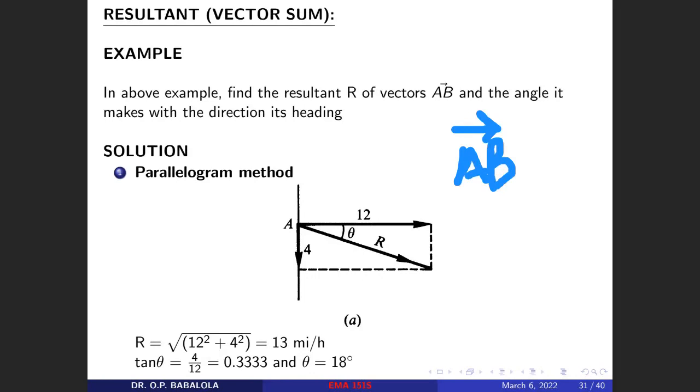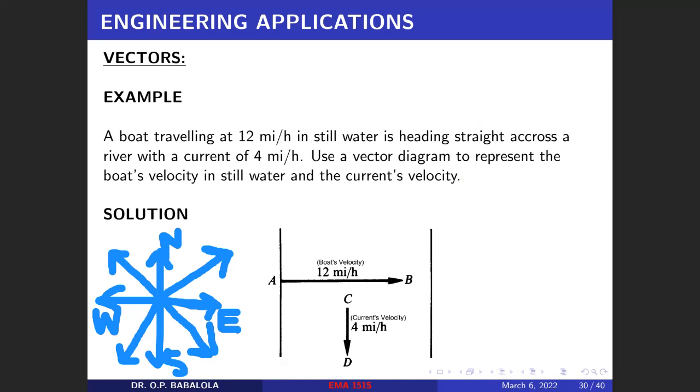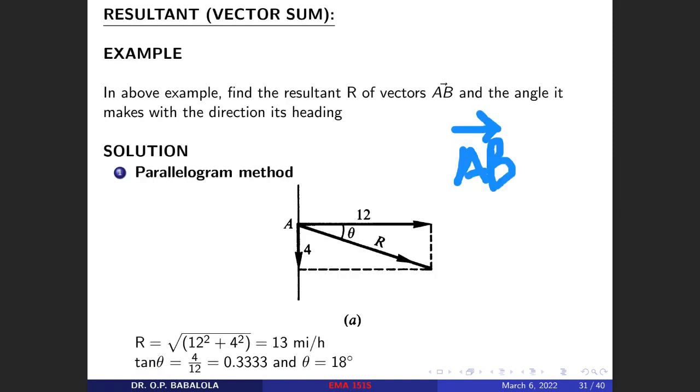And the angle it makes with the direction it's heading. Okay, so we can actually solve this. We can find the resultant using two methods. We have either the parallelogram method or we have the triangular method. Either way you get the same answer. So let's consider the first, which is the parallelogram method. We're considering this same example, okay? And now we want to find the resultant of these two vectors.